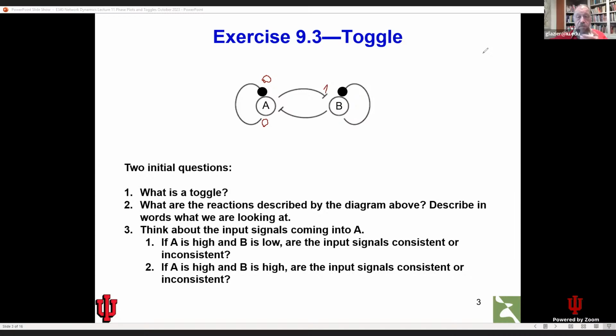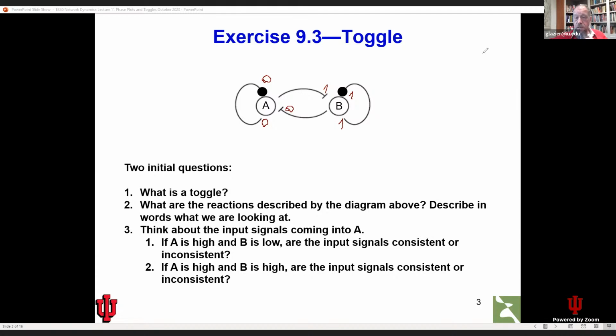And now give B a value, either 0 or 1. You choose, but one of them. 1. Okay. So then you have a 0 for A. Now look at the input signals for A. What are they? 0 and 0. Fine. So they're consistent. And look at the input signals for B. Consistent. They're 1. And what's the value of A? A is 0. So your input is 0 and the value is 0. So the input and the state are consistent.